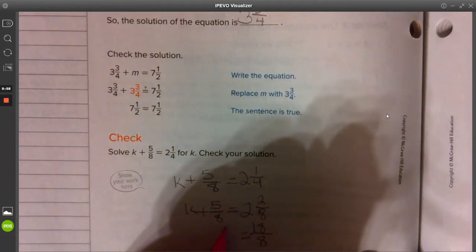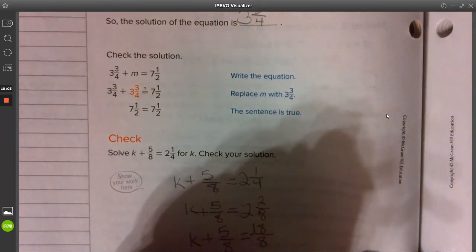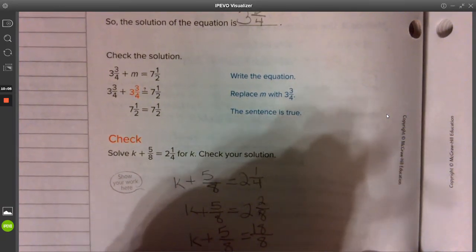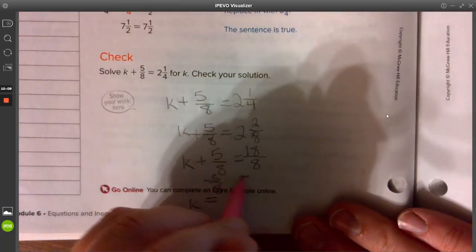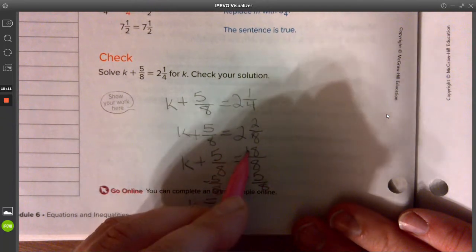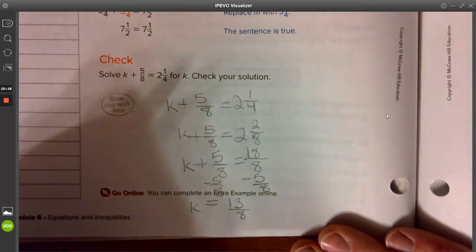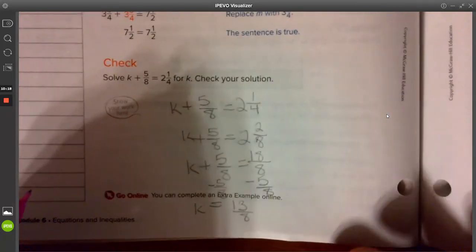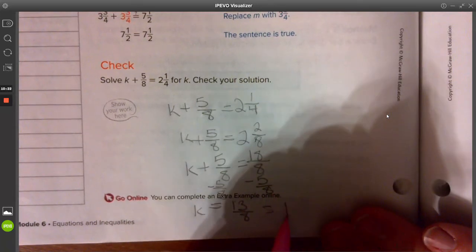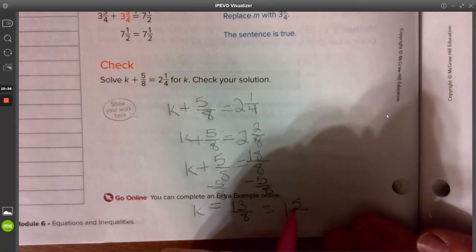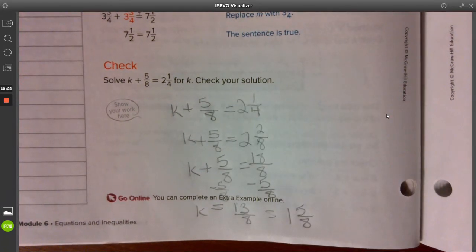Now, what I'm going to do here is subtract 5/8 from both sides. So if I subtract 5/8 over here, I'd just be left with K. If I subtract 5/8 from 18/8, 18 minus 5 would be 13/8, and that would give us our answer here. Now we can finish by simplifying this. 8 goes into 13 one time, and we would be left with 5/8. So K equals 1 5/8.